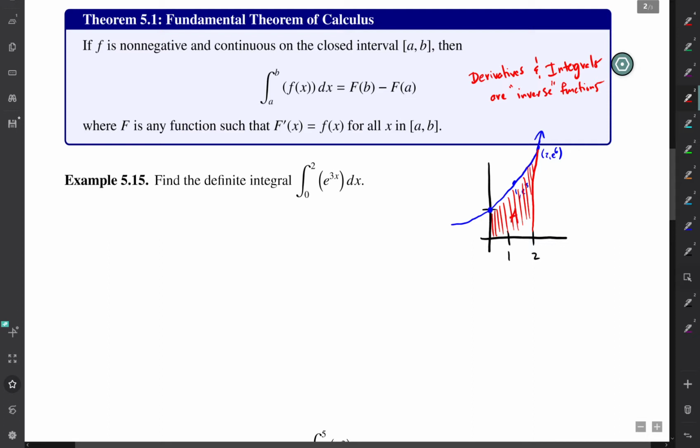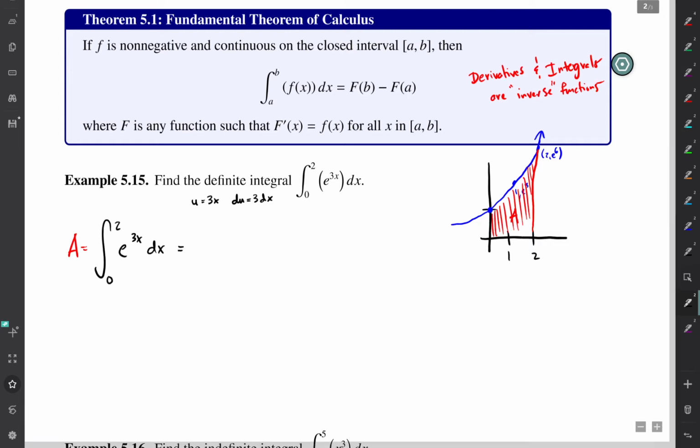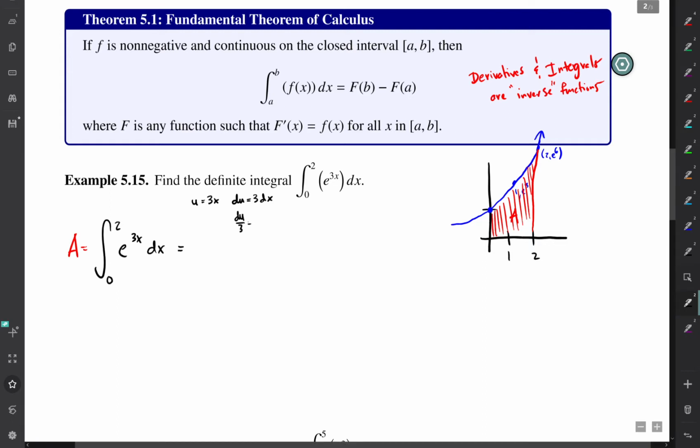So that's A. And so this area is going to be equal to the integral from 0 to 2 of e to the 3x dx. And remember that to take that integral, you should do a u substitution. So u is equal to 3x. In that case, du is equal to 3 dx, or dx is equal to du over 3. When I do a u substitution, I always write x equals 0, then x equals 2 there to remind me to plug in x.